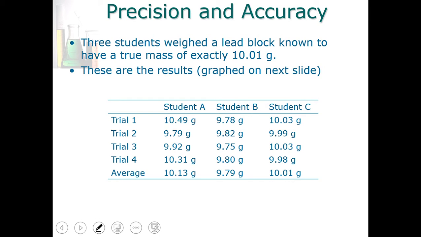So let's see how precision and accuracy work with each other. Let's say that students were given a lead block, and it is calibrated to have a true mass of exactly 10.01 grams. So each student did several trials of measuring their lead block.